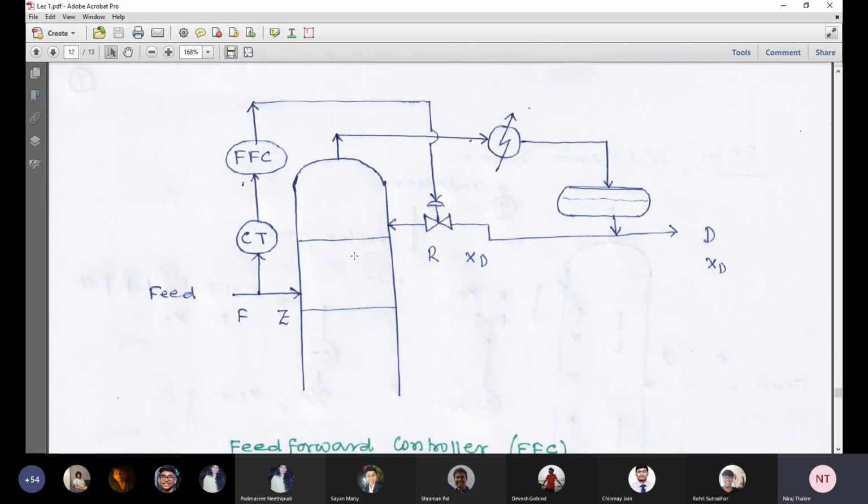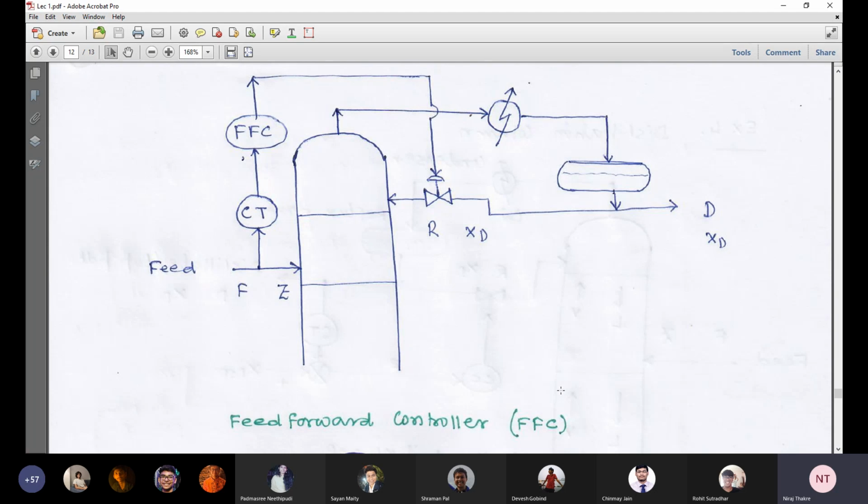But here you see we are moving forward. In fact, formally we say that this controller, the feed forward controller, acts beforehand. Before the disturbance affects the XD, we take the necessary action through this feed forward controller.